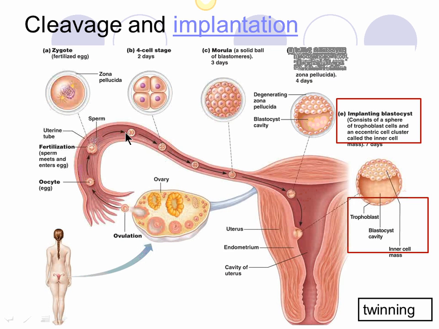About 36 hours after fertilization, it begins to divide. You can see 2 cells, 4 cell stage. It forms a ball of cells. It's still slowly traveling through the uterus. So this is the morula, which is a ball of cells.